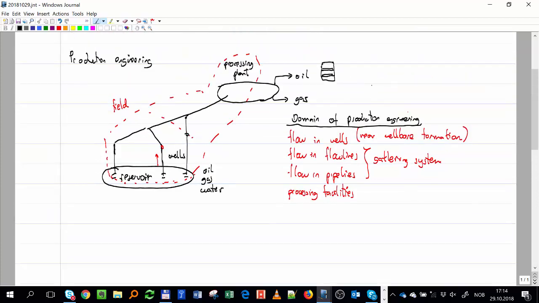On flow in wells, near wellbore, flow in flow lines. Okay, so I call this, we will see now how we make a distinction. That's a flow line and that's a pipeline, what we have here.